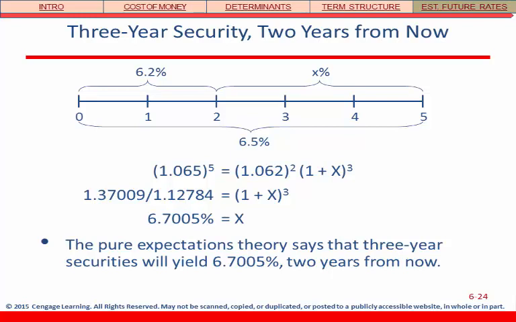You're going to solve for that, and the pure expectations theory says that the 3-year security will yield 6.7005% 2 years from now. Okay, so mathematically, that's how the pure expectations theory works, and hopefully that made more sense.